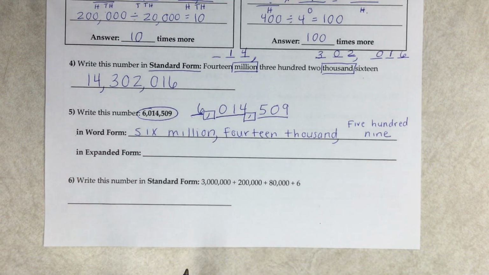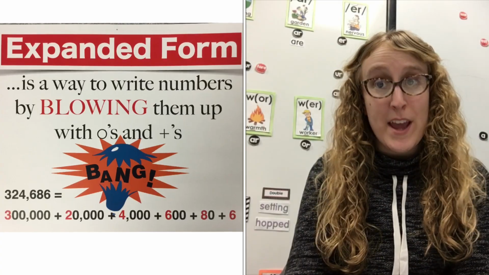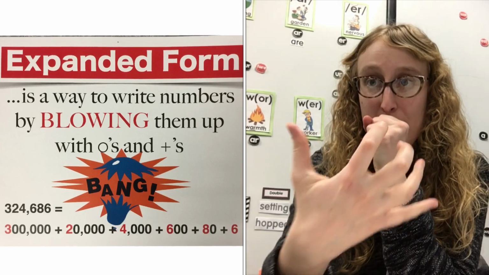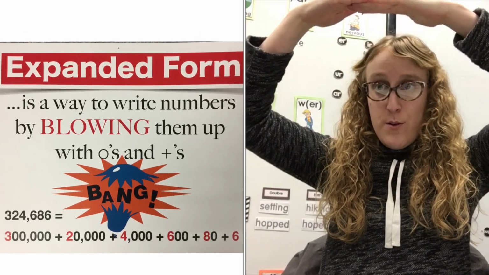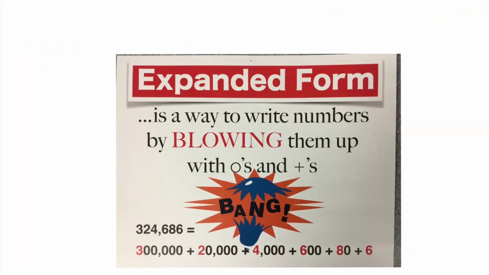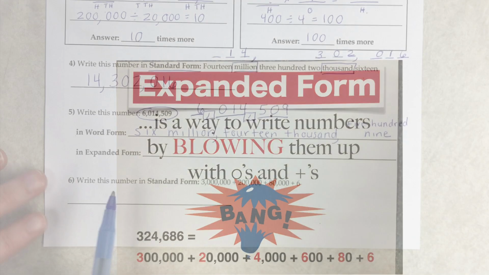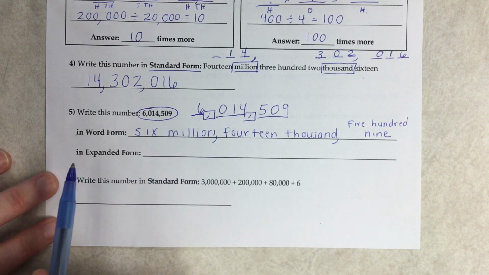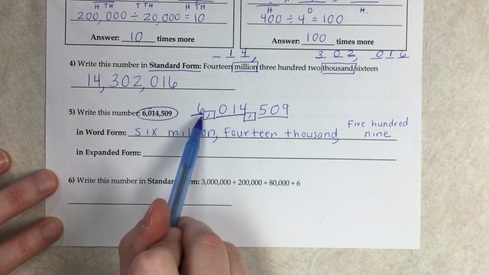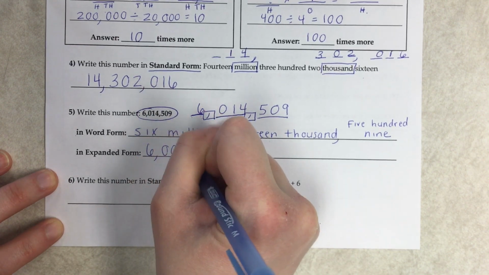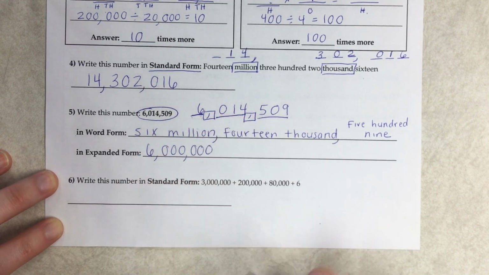Now I'm going to try an expanded form. Expanded form is a way to write numbers by blowing them up with zeros and plus signs. Bang! So in expanded form, I have to write the value of each digit. So my 6 is in my millions place. So 6 million.